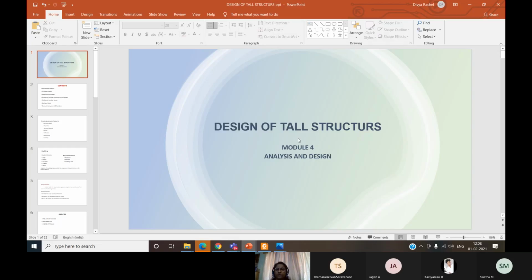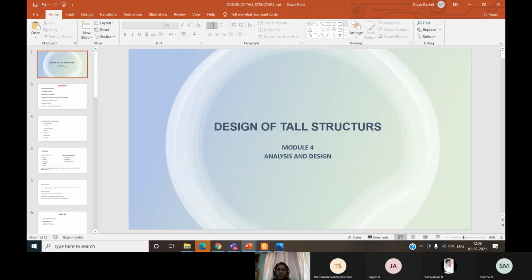Now we'll move on to the fourth unit. The fourth unit deals with the analysis and design. So in this analysis and design, we will not be able to do the complete analysis. We know that tall structure analysis is not that simple, and we cannot sit and do it in the class.